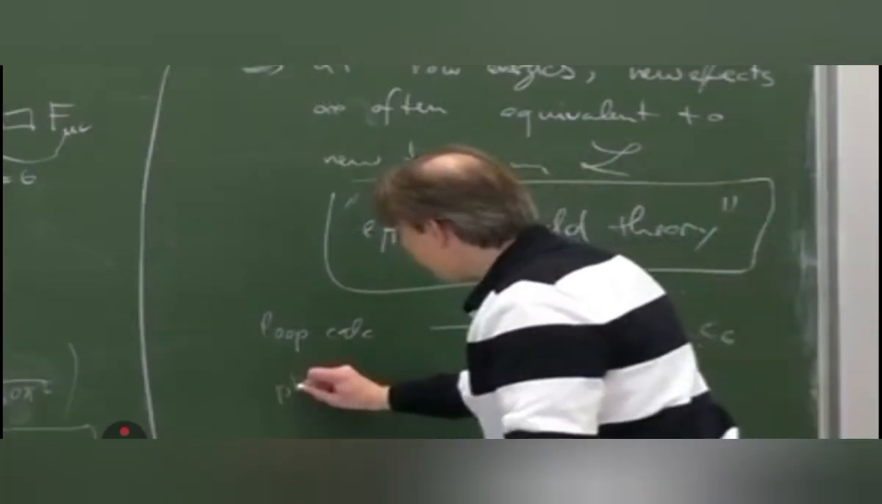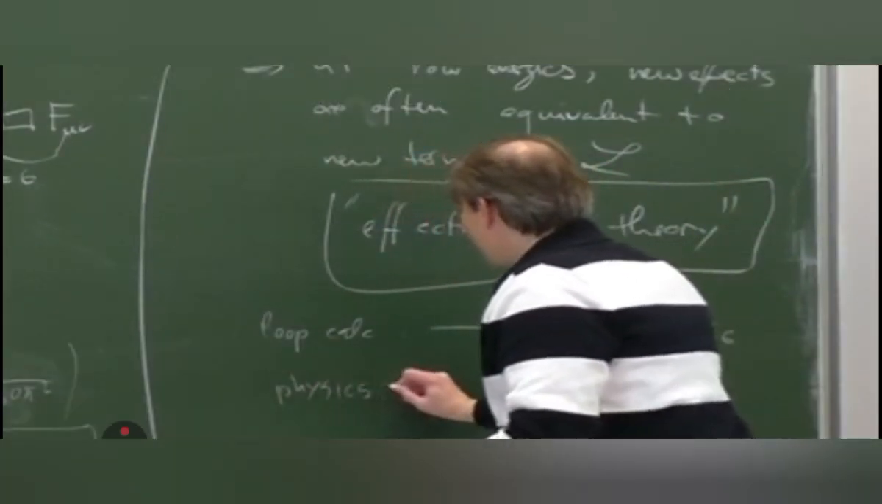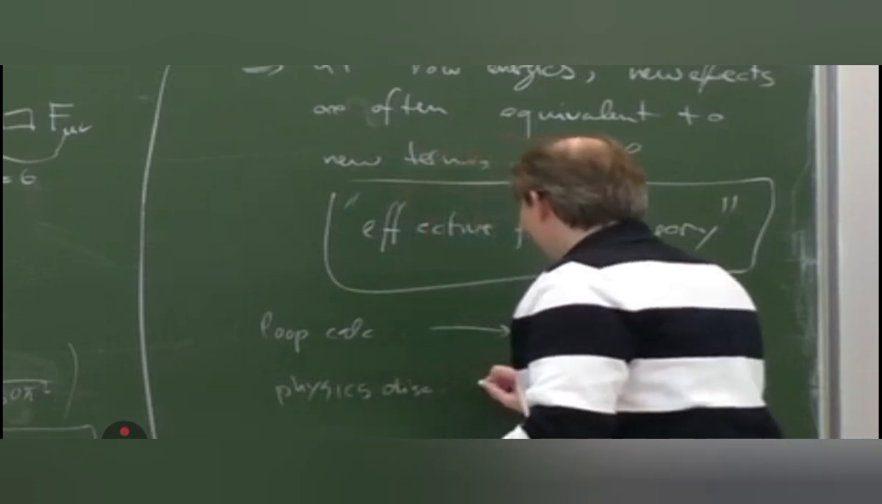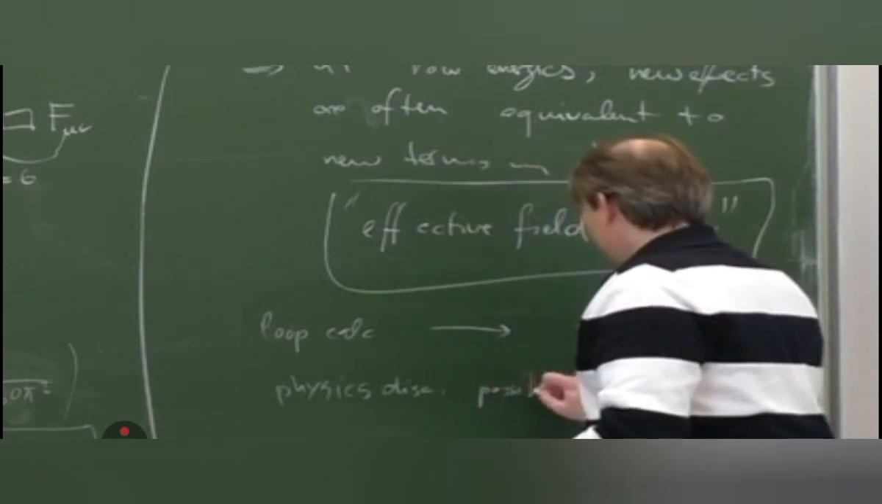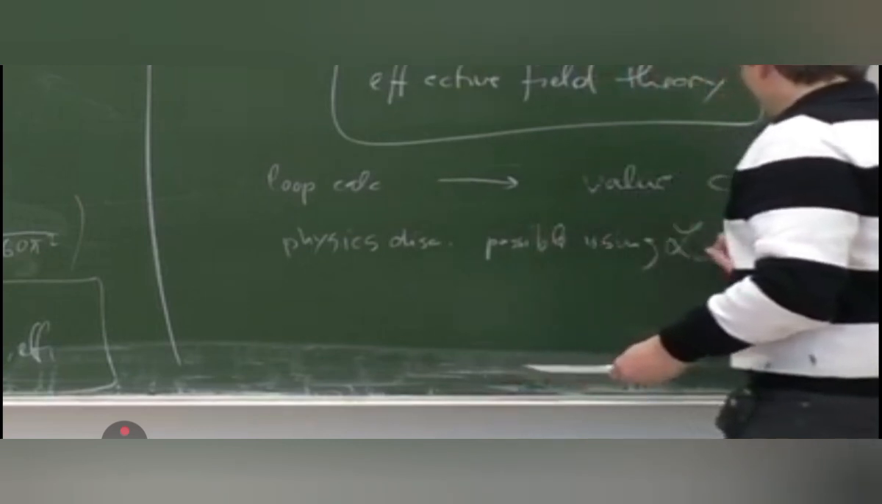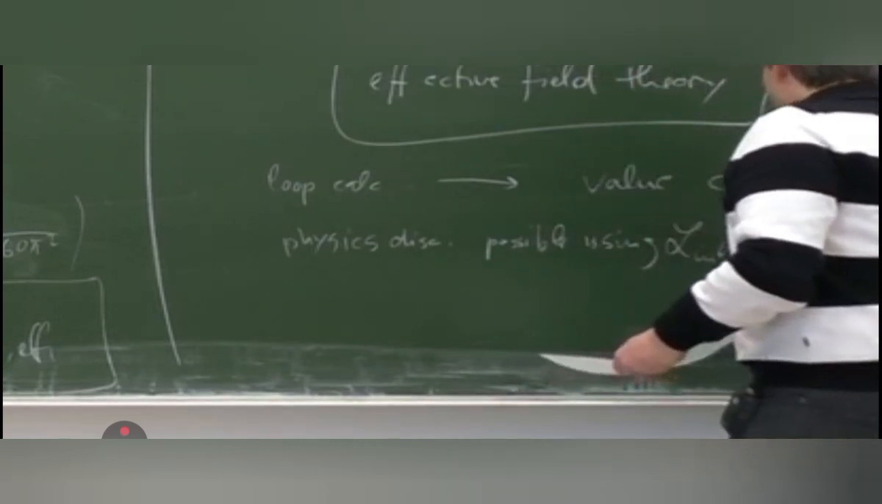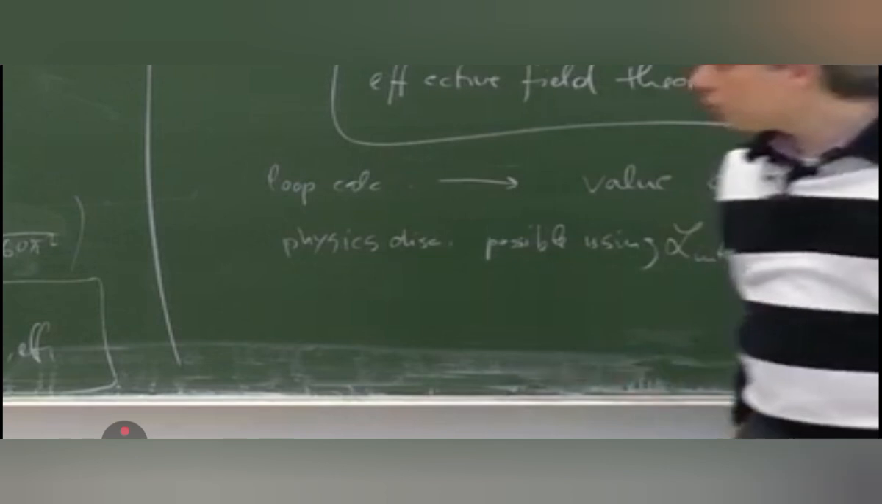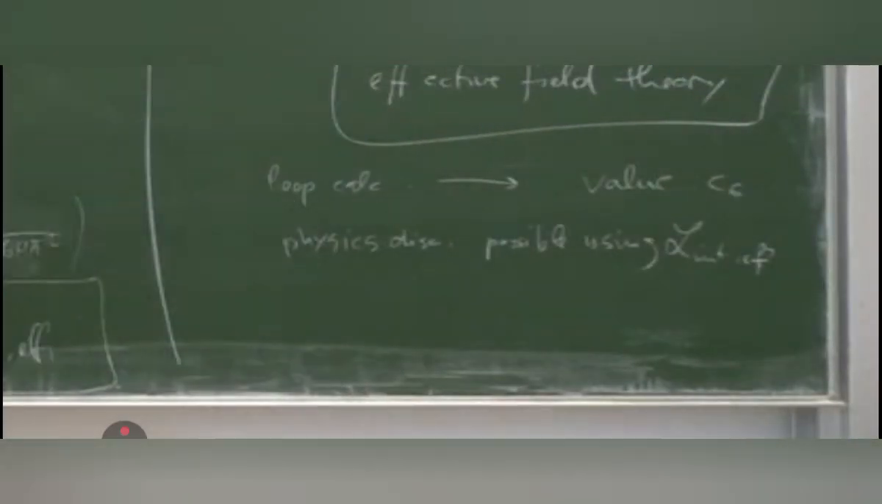So then the entire physics discussion is possible using this effective theory Lagrangian. And in this context, it becomes possible to easily, for example, calculate corrections to atomic levels, because then you simply have a new Lagrangian.